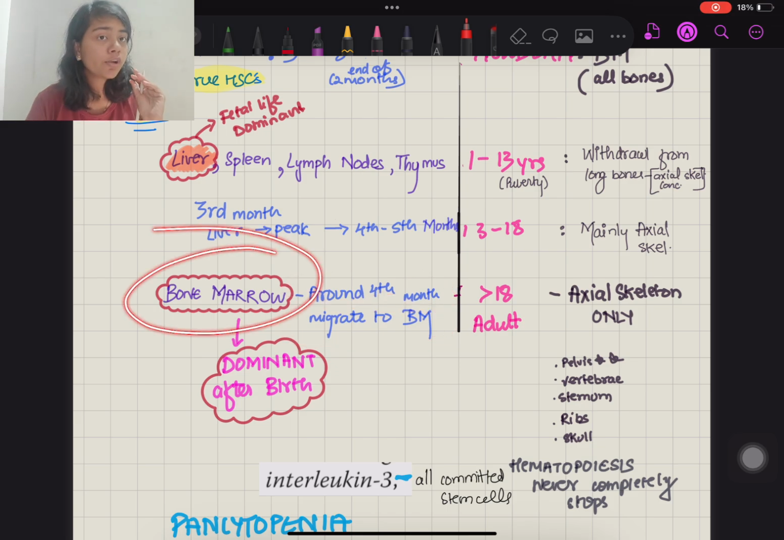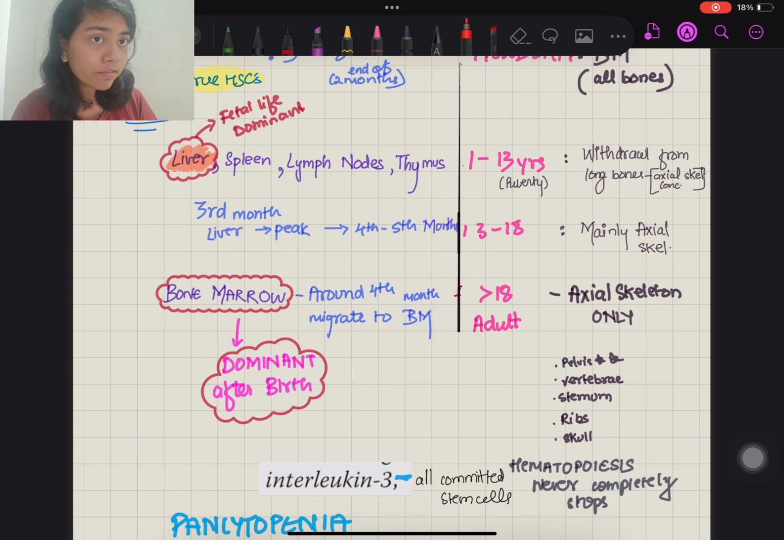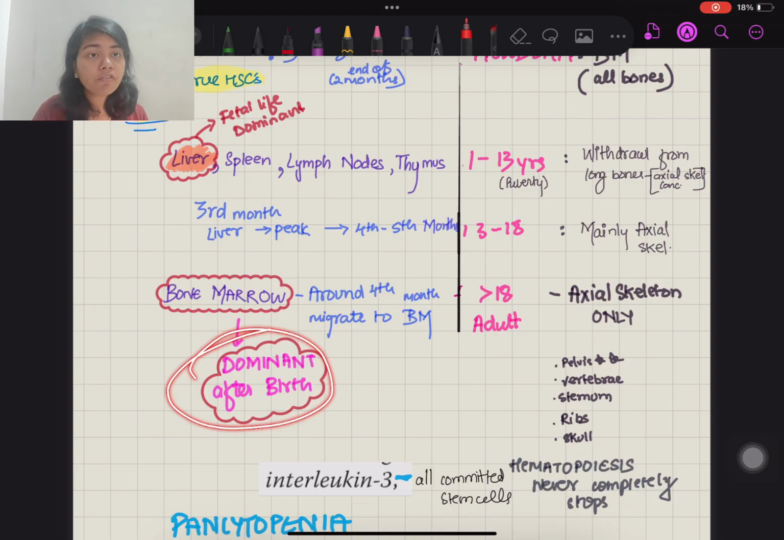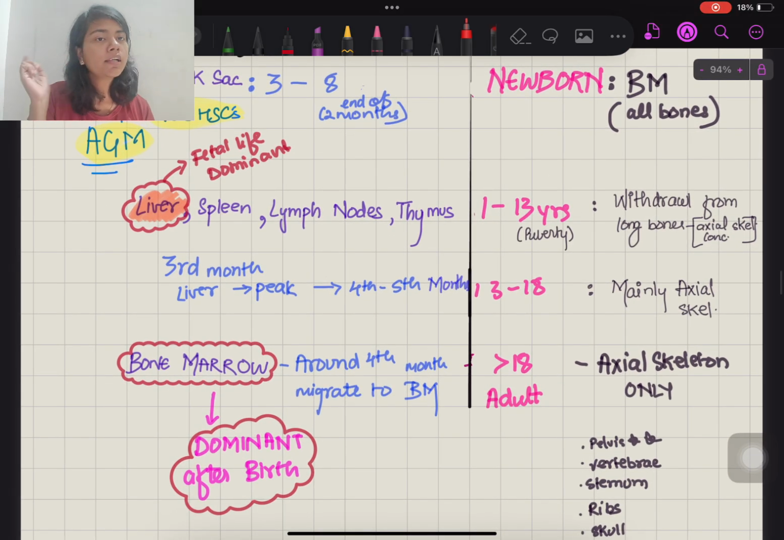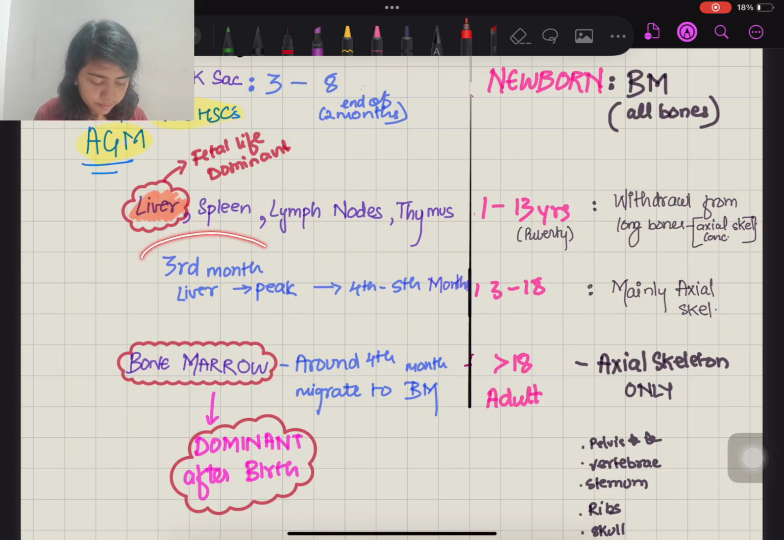But bone marrow, is it showing any dominant activity in the fetal life? No, okay. So it is dominant after birth. Now, up till now, what did you get? From the 3rd to 8th week, in the yolk sac. True hematopoietic stem cell? No. True in the AGM. Then it will go to the liver. In the liver in the 3rd month it will come, and the liver will show the dominant activity in the fetal life.